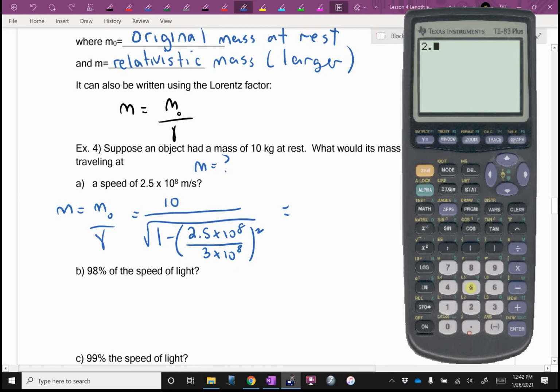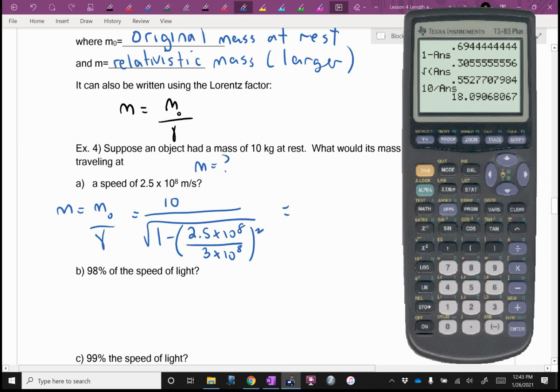I would probably go 2.5 times 10 to the 8th divided by 3, scientific notation button 8. I would get that decimal first inside the brackets, and then I would square that. 1 minus that. Square root of that, and then 10 divided by that. Did I make a mistake, or is it 18.1?